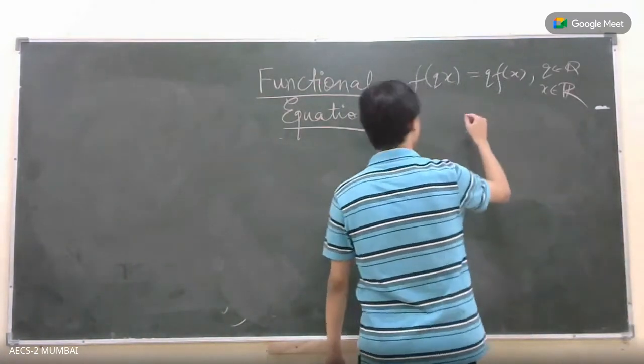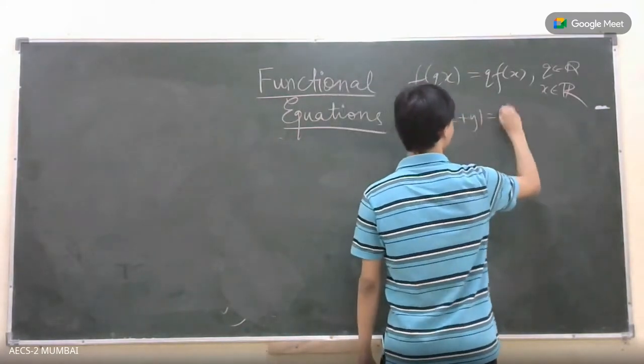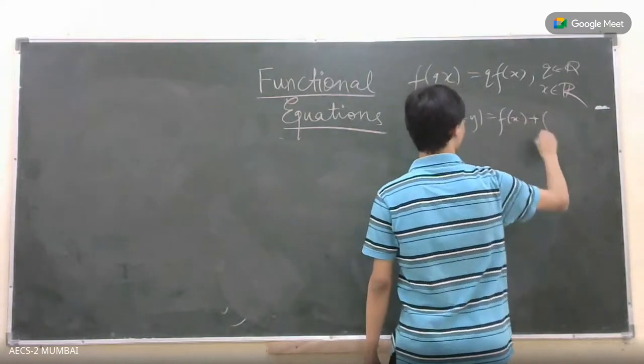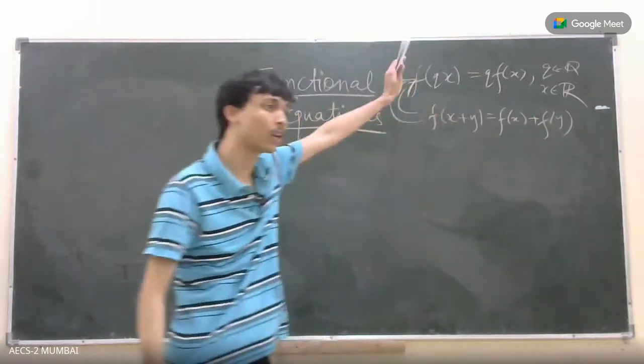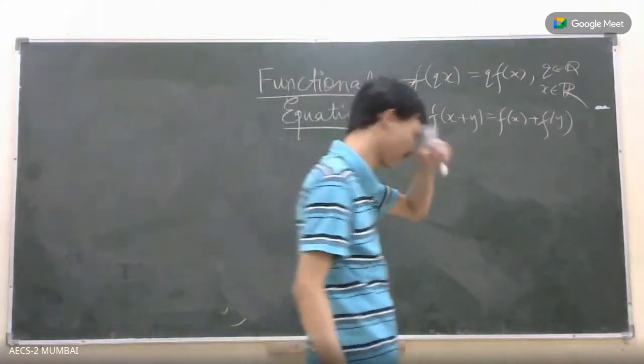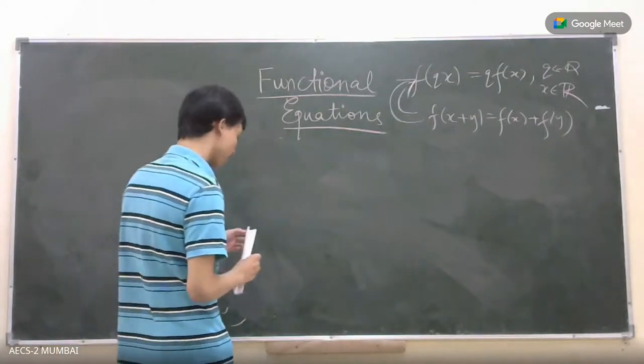So this is the main takeaway. That is, if f is a function such that f(x + y) = f(x) + f(y), then you have this, and you cannot say anything more than that in general. Okay. This is the first thing.